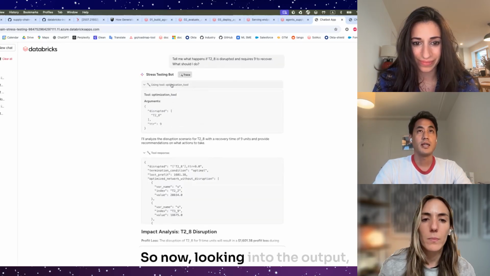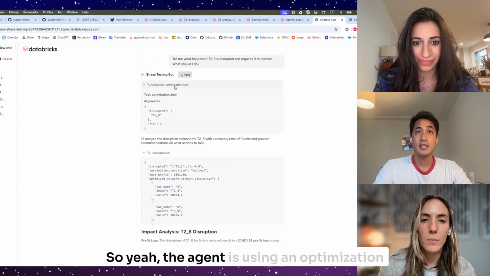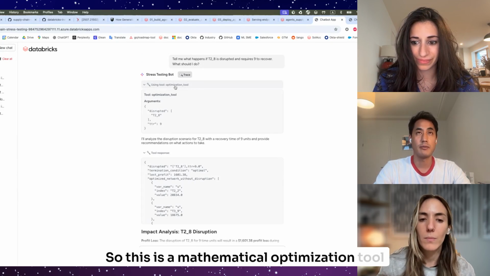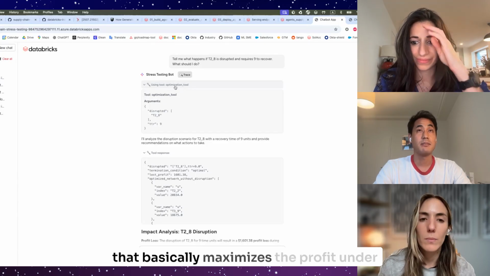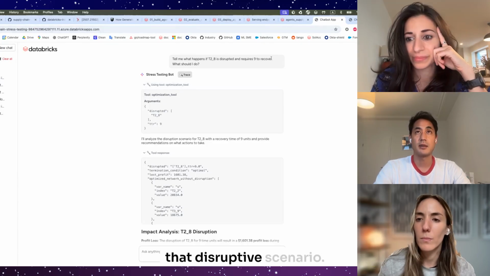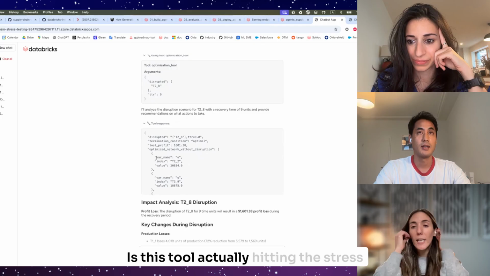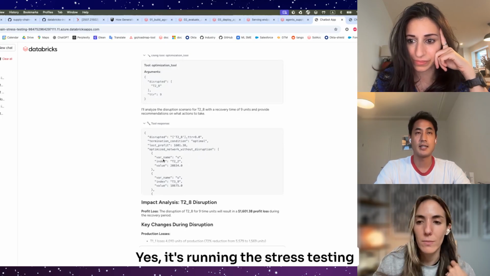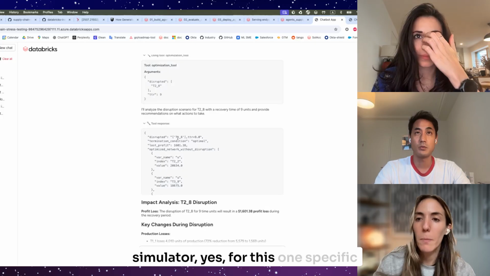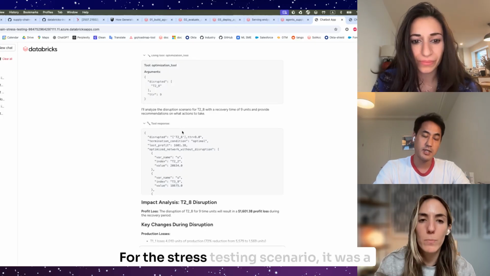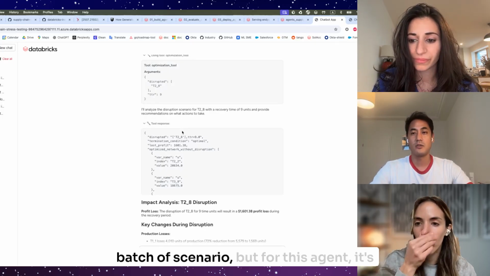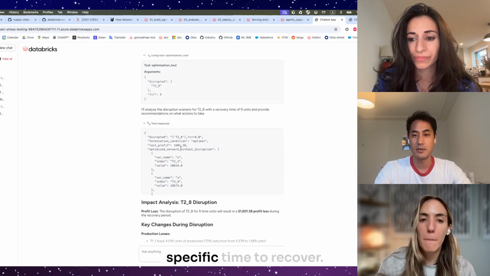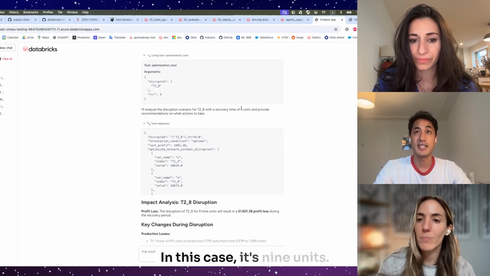So now looking into the output. Yeah, the agent is using an optimization tool. This is a mathematical optimization tool that basically maximizes the profit under that disruptive scenario. Is this tool actually hitting the stress simulator? Yes, it's running the stress testing simulator, for this one specific scenario. For the stress testing scenario, it was a batch of scenarios. But for this agent, it's running it for one specific scenario, for one specific time to recover. In this case, it's 9 units.